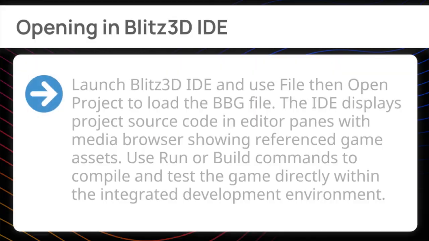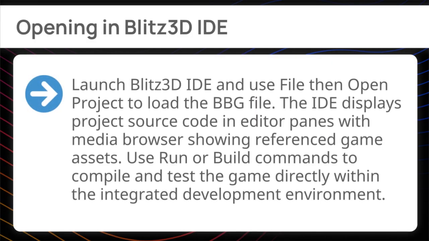First, opening in Blitz3D IDE. Launch Blitz3D IDE and use File, then Open Project to load the BBG file. The IDE displays project source code in editor panes with Media Browser showing referenced game assets. Use run or build commands to compile and test the game directly within the integrated development environment.